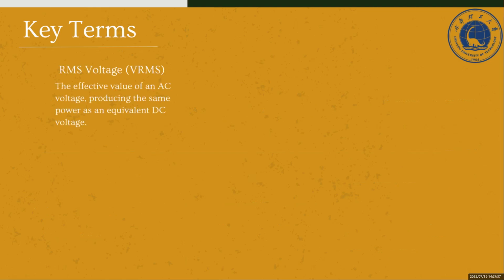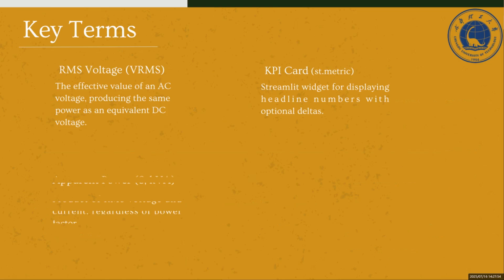Next, we have the RMS voltage, which is an effective value of an AC voltage, producing the same power as an equivalent DC voltage. Looking at the KPI card, this is used for displaying headline numbers with optional data.